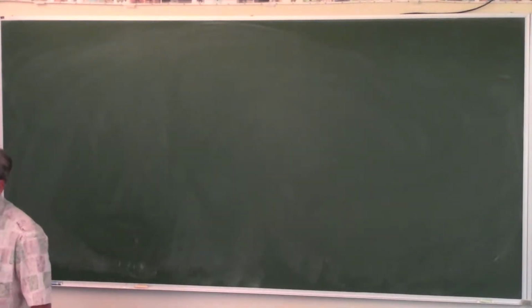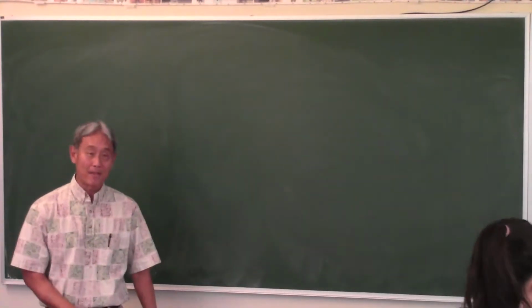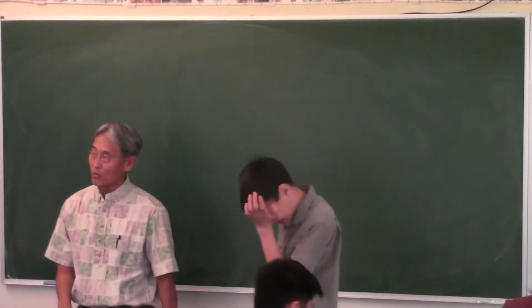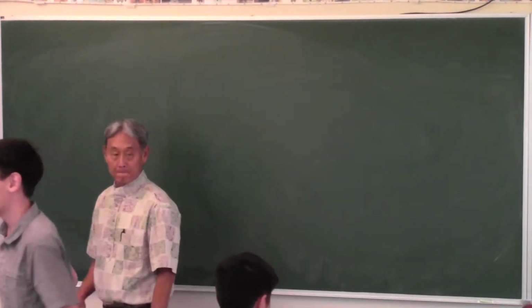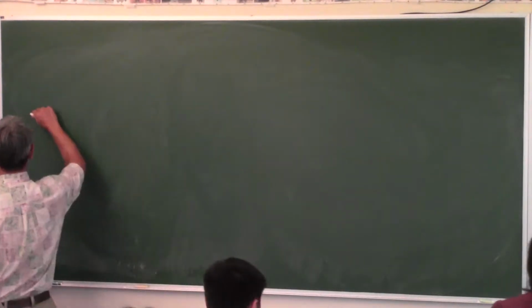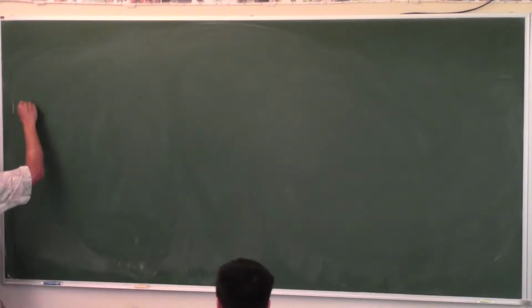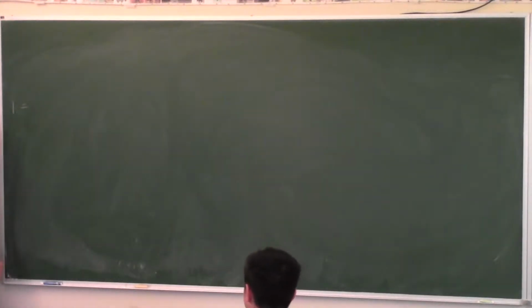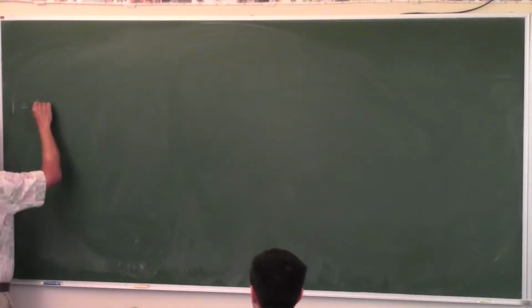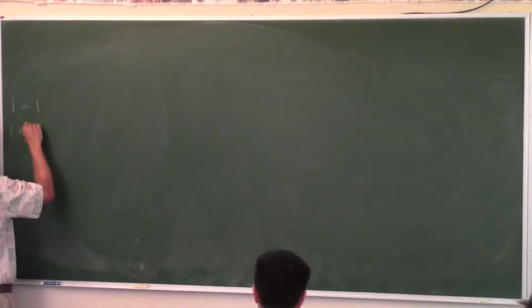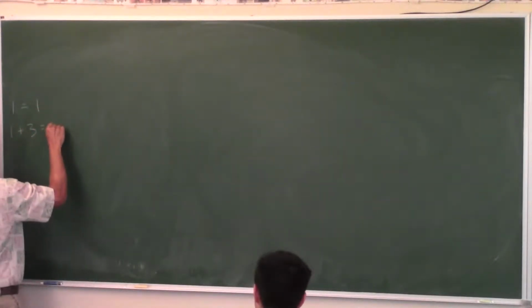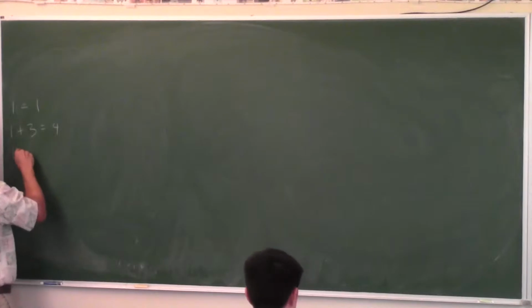Okay, the last method of proof we're going to cover is proof by mathematical induction. I'm going to do number 12 for you. Induction. Okay, what happens when you add the first positive odd number? You get 1. What happens when you add the first 2? You get 4.